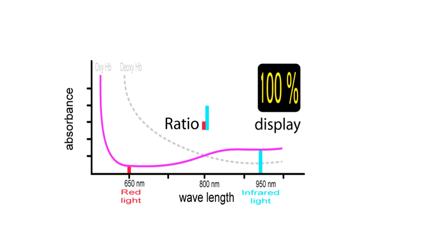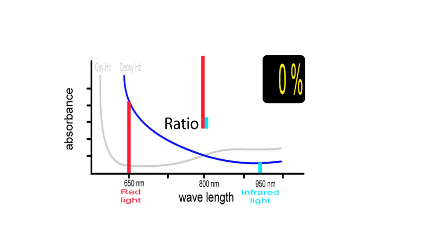So here, this screen is showing 100% saturation. The absorption ratio comparing how much red light and infrared light is absorbed will be the same as that seen with the oxyhemoglobin absorption curve that we already discussed earlier. At 0%, there is only deoxyhemoglobin. The absorption ratio will therefore be the same as that seen with the deoxyhemoglobin graph.